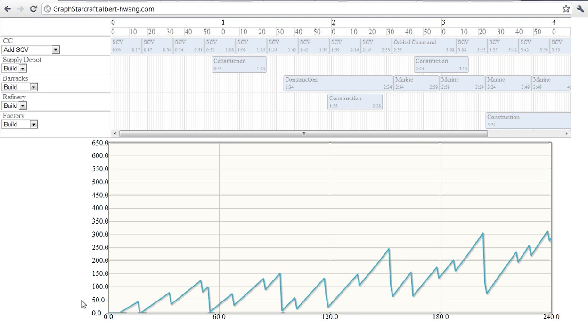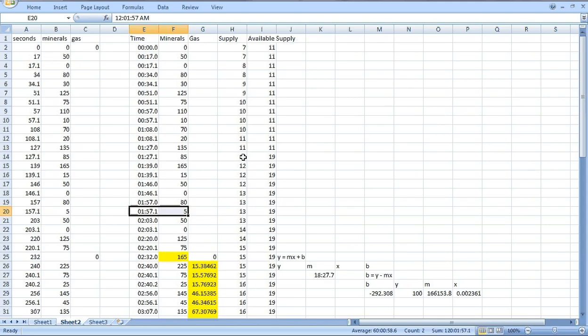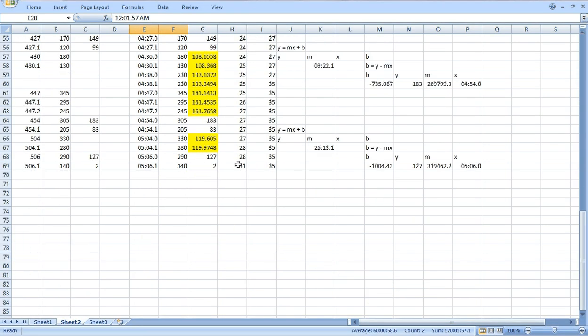But in terms of what I see for the future of this tool, this is what I see. This is something that I made in Excel a while back. And this is a chart for a build order that I found on the internet. What I did is I went online, found the build order, played against a computer, and then watched the replay of myself. And then I took down all this data. This is all the data they took.